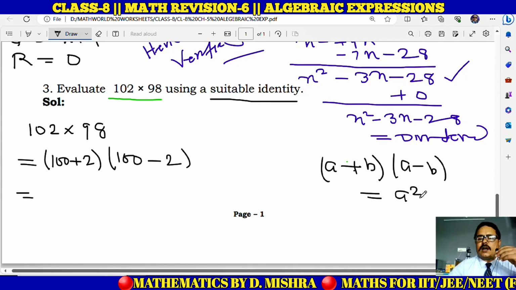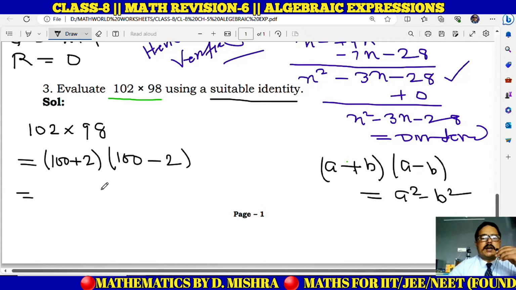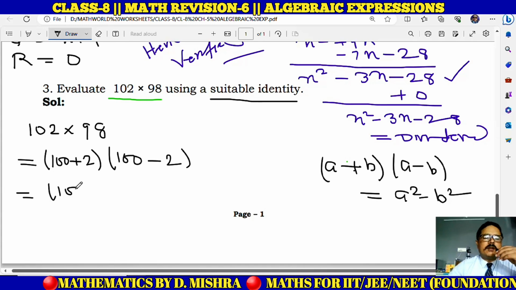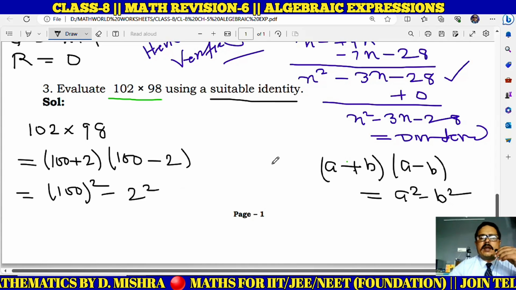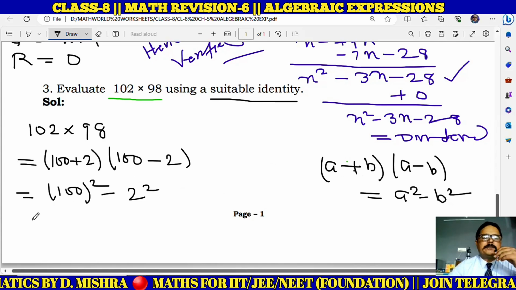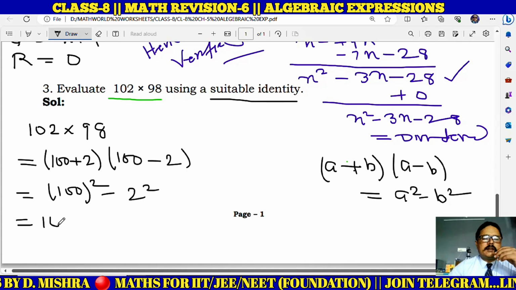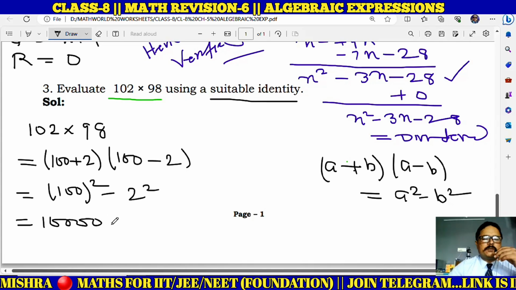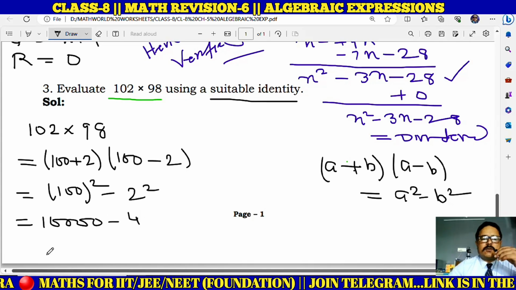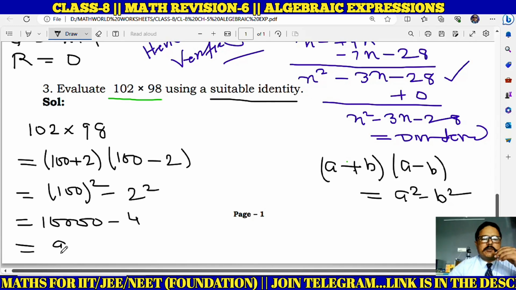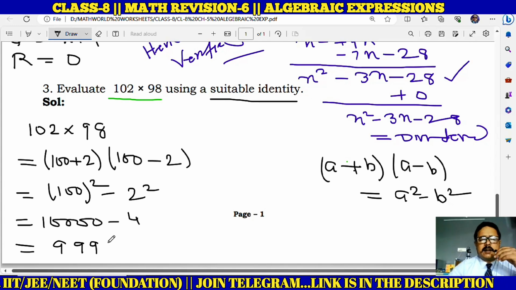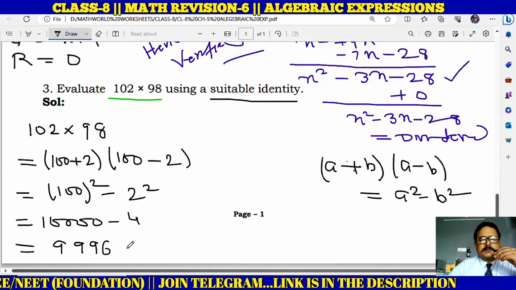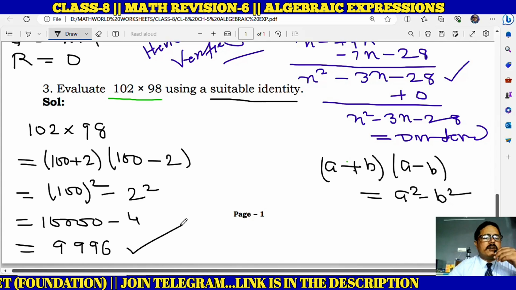So a plus b into a minus b, we all know is a square minus b square. What is a here? 100, so it will be 100 square. What is b here? 2, so this will be minus 2 square. Now simply 100 square is 10,000, so we will write 10,000 here, and then minus 2 square is 4. So 9,996 is the answer. So children, if the question comes like this, using a suitable identity, then you have to use the identity.